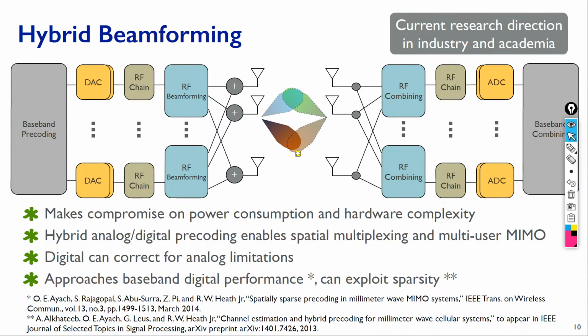When you move to digital with millimeter wave communication, the complexity will increase insanely and significantly. So power consumption and hardware complexity increase compared to the previous method, analog beamforming. Hybrid analog digital precoding enables spatial multiplexing and multi-user MIMO. This is the key motivation for this technique.